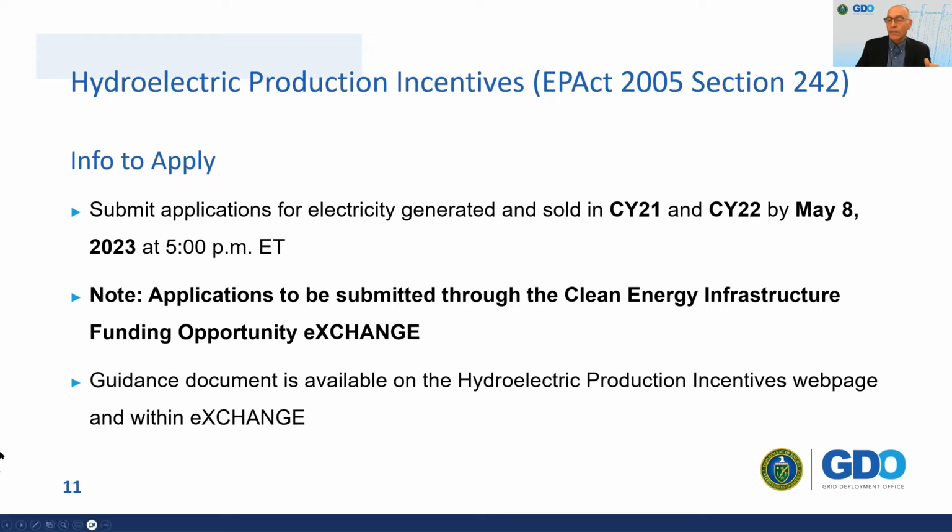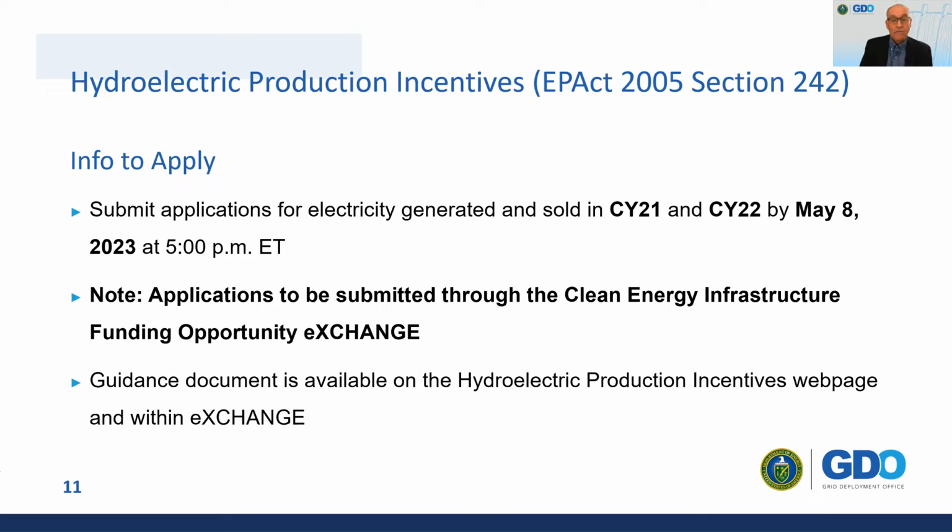There we go. Okay, so how do I apply for 242? The deadline for applications is May 8th, 2023 at 5 p.m. Eastern. Now, for the very first time, we will be using what's called the Exchange, which is a DOE software platform for accepting applications that was used for funding opportunity announcements, or FOAs.